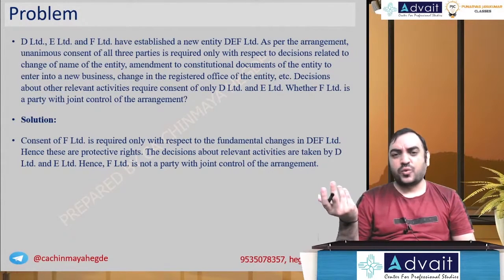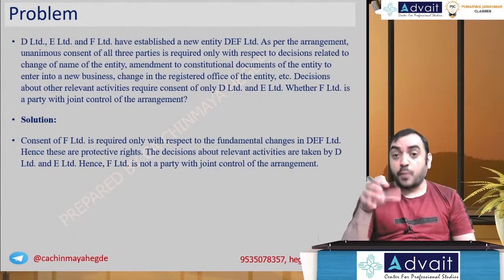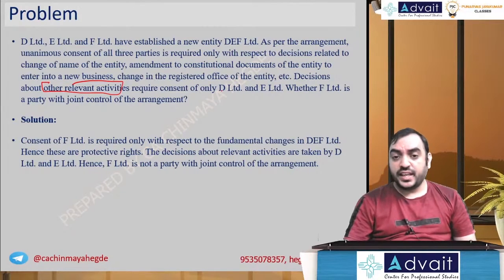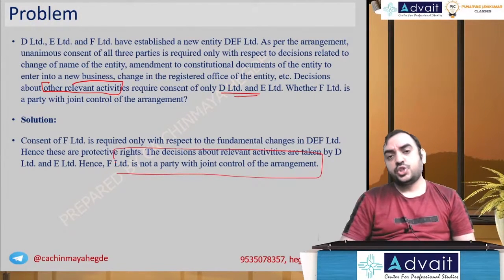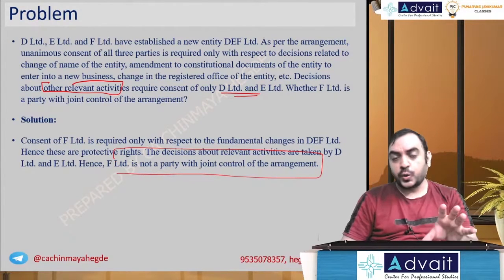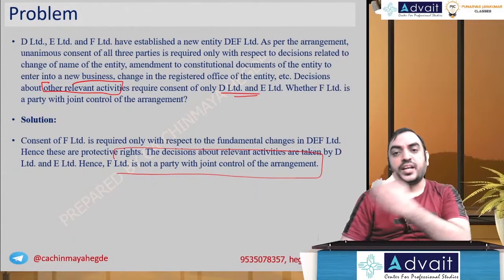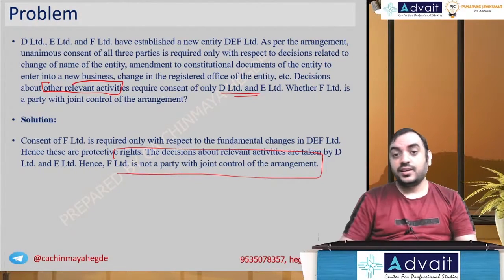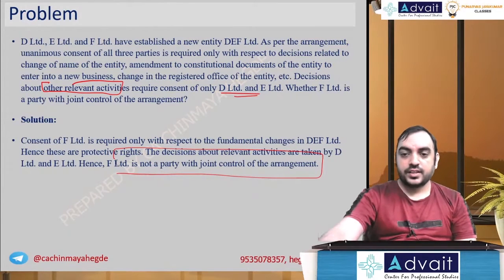Otherwise, F Limited is not required. Other relevant activities, operations, organization, other relevant activities require consent of D and E only. So F Limited is not a party to the joint control arrangement. So there is joint control, there is a joint arrangement, but F Limited is not a party to it because their consent is not required to make the decision about the relevant activities.